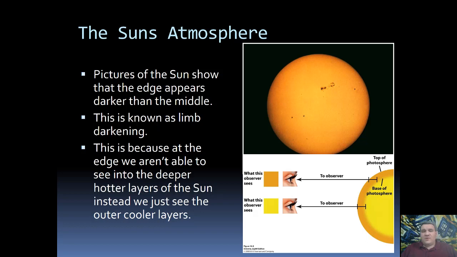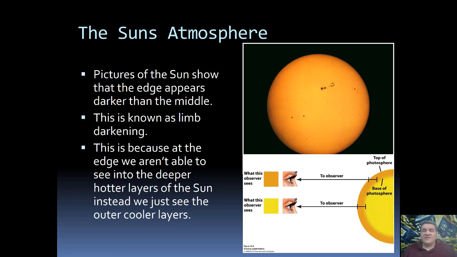Now, pictures of the photosphere show that it is bright in the center and appears to become darker as we move towards the edge. This is what is known as limb darkening. The edge of the sun is known as the limb of the sun. So as we go, the center is bright, and as we move to the limb, it becomes darker. The reason that this happens is because the sun does not actually have a solid surface. It looks like the surface is solid, but it's not. Don't even think about landing on it.